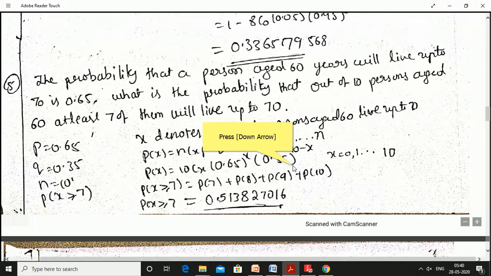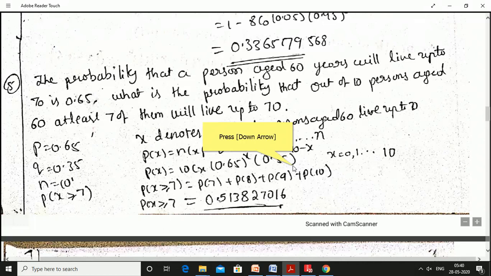Substitute n, p, q values. n is 10Cx, p is 0.65 power x, q is 0.35 power 10 minus x, x equal to 0 to 10. X greater than or equal to 7. At least 7 means greater than or equal to 7. The values greater than or equal to 7 are 7, 8, 9, 10. So P of 7 plus P of 8 plus P of 9 plus P of 10.